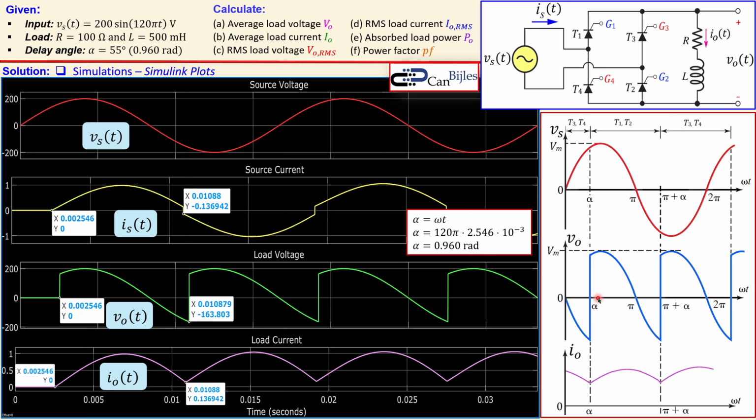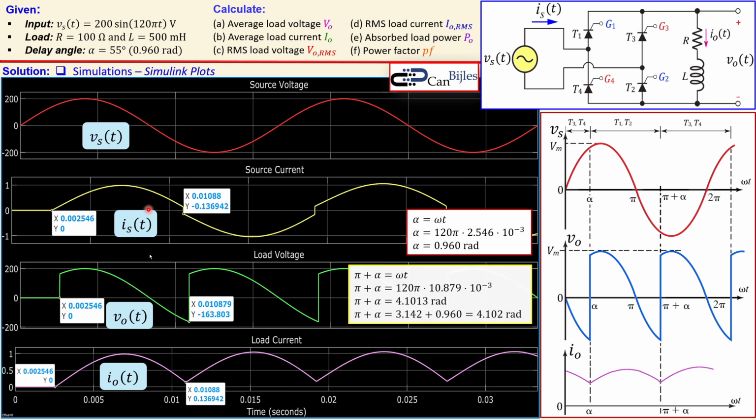It's actually this one. You can calculate that by taking this time here, 0.002546 seconds, times omega. So that's the way to convert the time in seconds into radians. You see here 0.96 radians, which is also our delay angle. So that's indeed correct. The other one is, of course, pi radians later. So that's what you see here, this label and also that label.